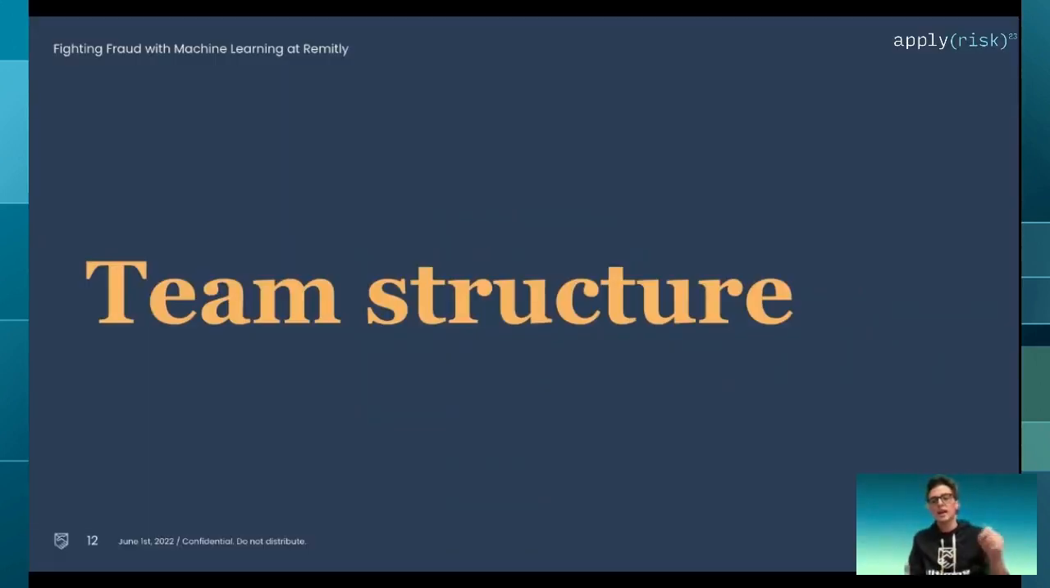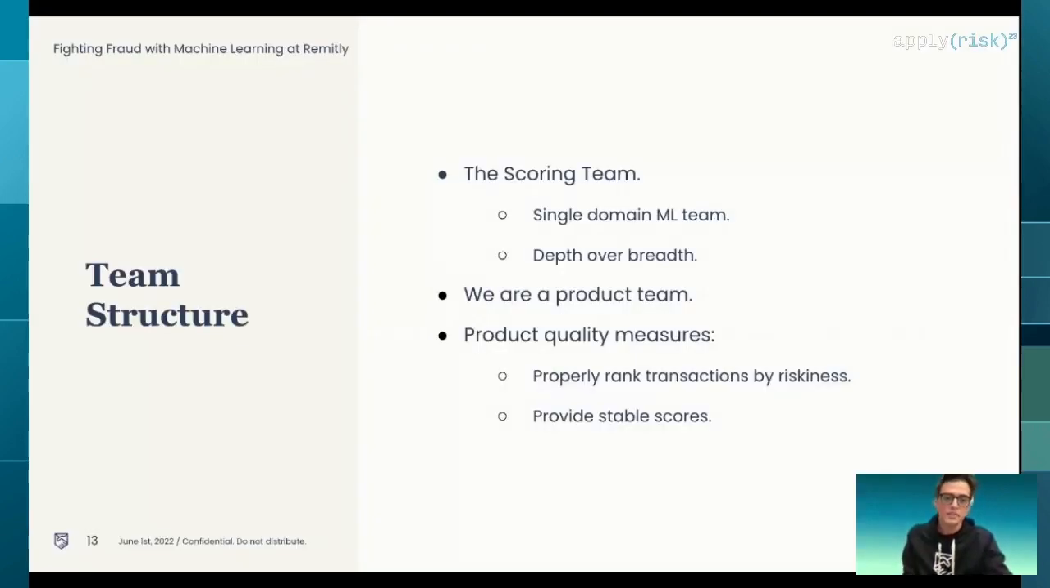So next, I want to talk about how those constraints and goals flow into team design. So transactional risk assessment at Remitly is owned by the scoring team, which is a domain-specific ML team. This team design stands in contrast to other centralized machine learning teams at Remitly, which are generally more generalized and own models across several domains. Being a single domain team allows us to maintain hyper-focus on the dynamic and adversarial domain of fraud. A trade-off that we make intentionally here is depth over breadth.